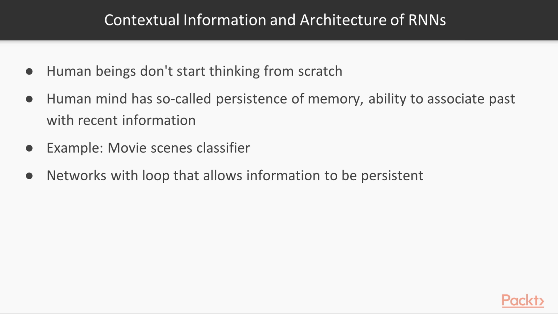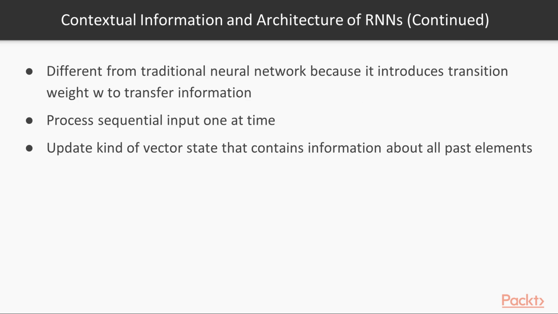In contrast to conventional neural networks, RNNs are networks with a loop that allows the information to be persistent. An RNN is different from a traditional neural network because it introduces a transition weight W to transfer information between times. RNNs process a sequential input one at a time, updating a kind of vector state that contains information about all past elements of the sequence.